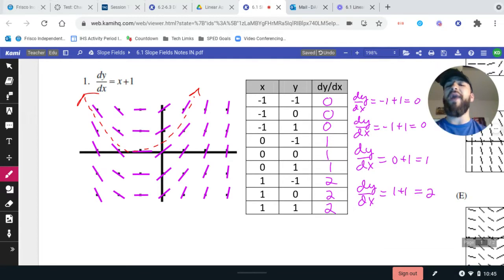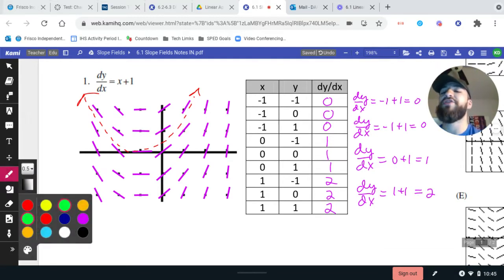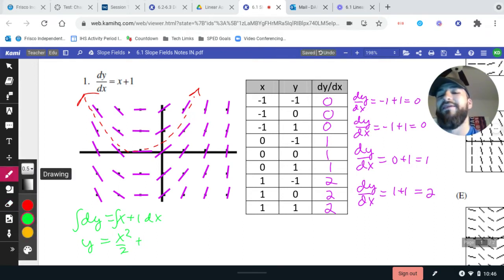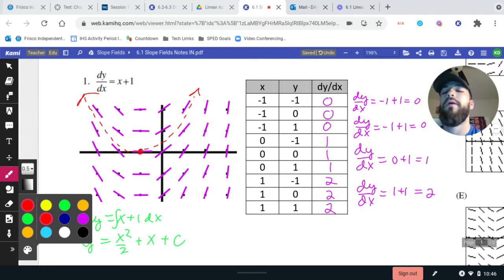And just to help back this up even further, if I was actually to separate and integrate, I'd get dy is equal to x plus 1 dx. Integrate both sides, and we would get y is equal to x squared over 2 plus x, and then plus c. So x squared over 2 plus x, we know that's a parabola. Plus c represents the family of values. Depending on what initial condition, depending on what point I said your parabola has to go through, is going to change this up.